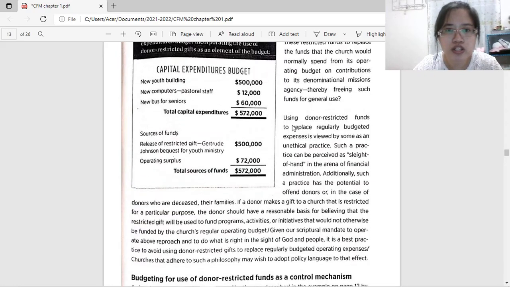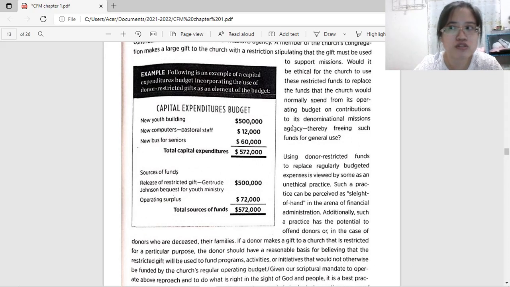There's also another question here, with regards to who should decide for what purpose to use the donation. Okay. Again, this is a matter of communication between the donor and the decision makers of the church, and between the decision makers of the church and the congregation or the members of the church. Okay, especially if the donation was communicated to the members.